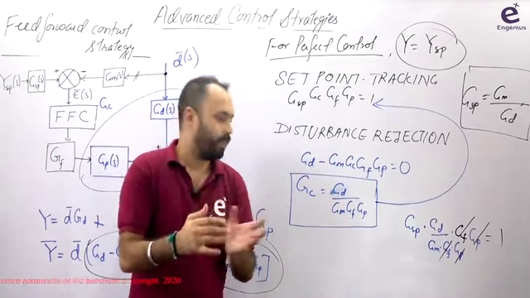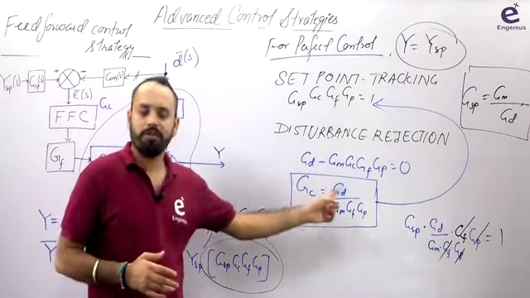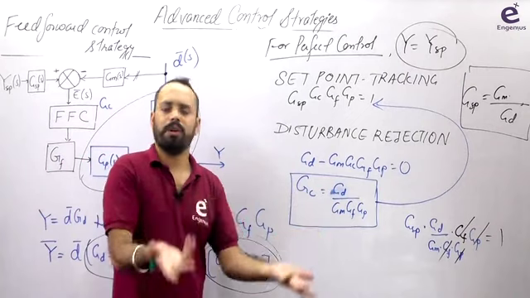लेकिन ये जो मॉडल है, ये मॉडल, this model GD and GP is not 100% accurate, so the controller transfer function won't be accurate and the action of the controller won't be accurate.